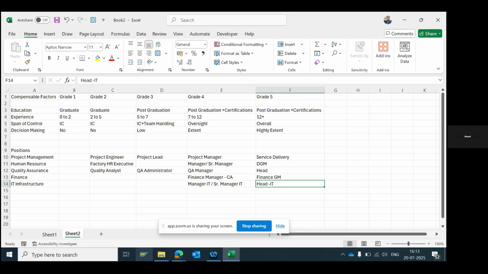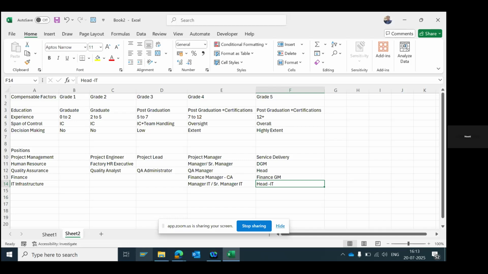Then step 2, you need to identify the compensable factors for which you want to pay. So here we have taken education, experience, span of control, decision making. Now, step 3, you need to write descriptors for all the grades vis-a-vis the compensable factors. Okay, so you have written them. Now, the last step, you need to evaluate the jobs.